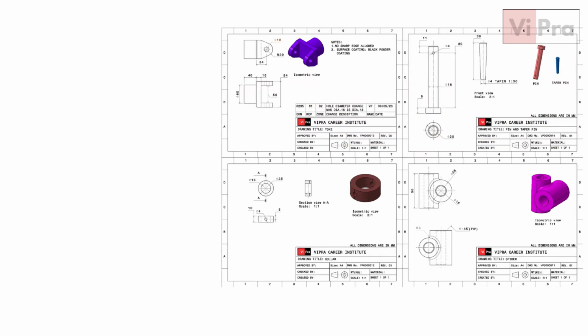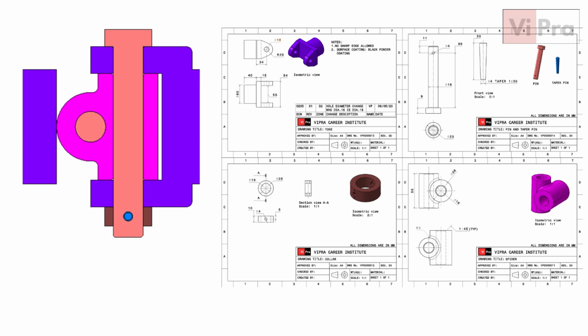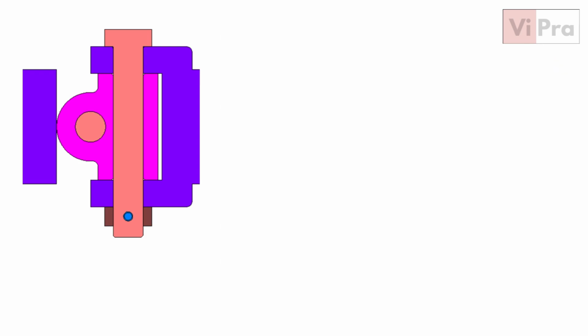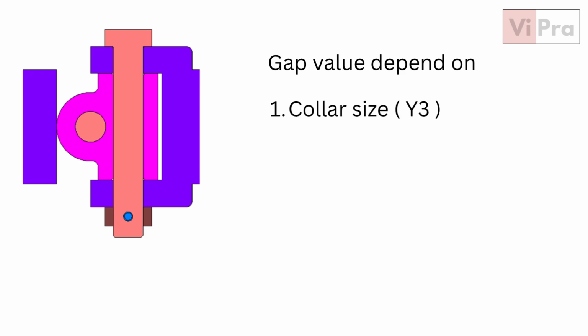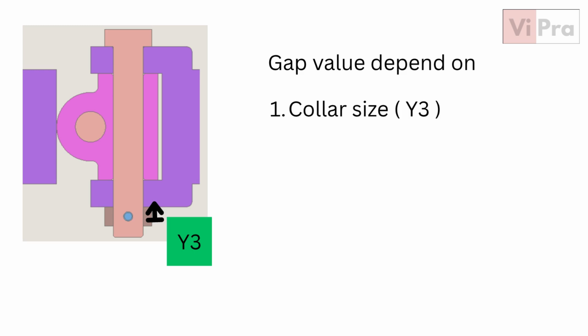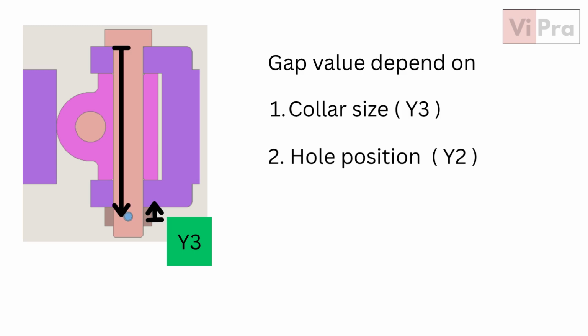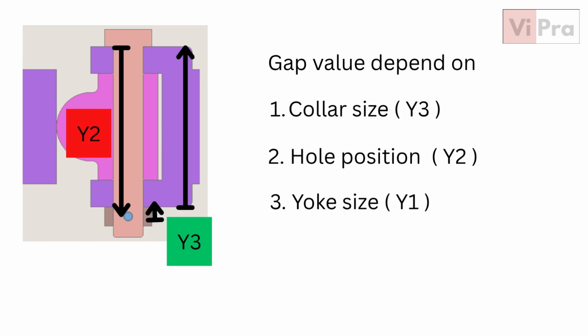When you start the stack-up, spend some time to read the part drawings. You will notice the gap will vary if: 1. Collar size changes, which is noted as y3. 2. Collar position changes. Collar position in the assembly depends on the hole position on the pin, noted as y2. 3. Yoke size changes, noted as y1.